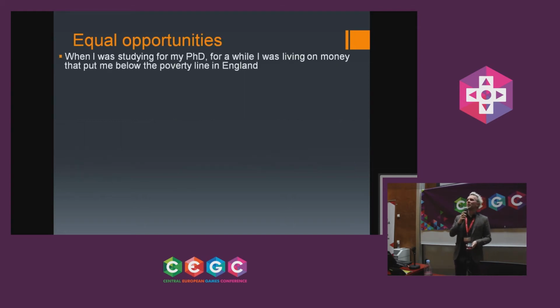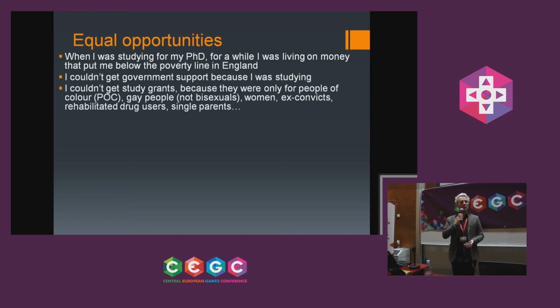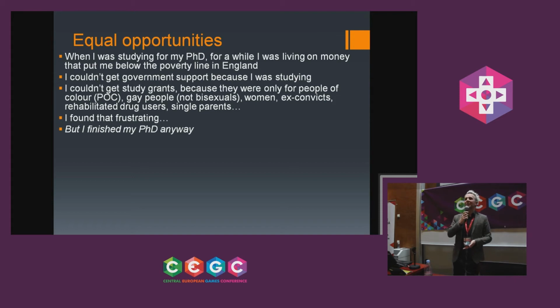So when I was studying for my PhD, for a while, I was living on money that put me below the poverty line in England. I couldn't get government support because I was studying. And I couldn't get study grants because they were only for people of colour, POC, gay people. None of them were bisexuals. That's interesting. Women, ex-convicts, rehabilitated drug users, single parents. And I found that quite frustrating. It's like, okay, I'm really stuck here. I don't have money. But I finished my PhD anyway. It took 7 years, but I did it. Now that's an interesting thing, isn't it?